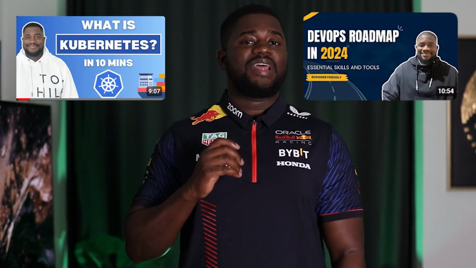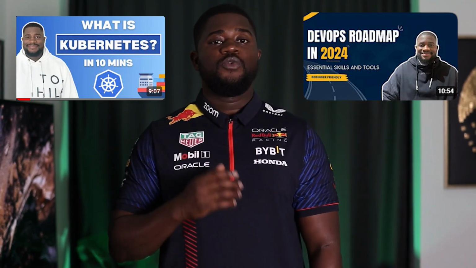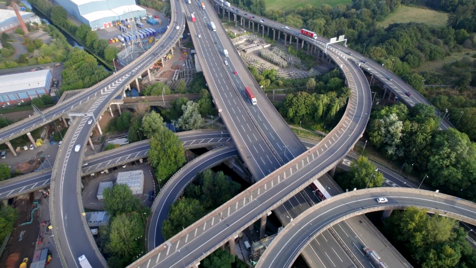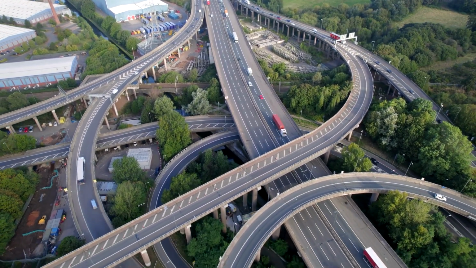If you've watched other videos on this channel, you'll notice I love to relate tech concepts with real-world scenarios. And today, we'll use a traffic system analogy to explain Kubernetes architecture in a clear and simple way. Whether you're new to Kubernetes or looking to deepen your knowledge, this video will give you a clear overview of its components and how they interact to manage applications. Without further delay, let's dive in.